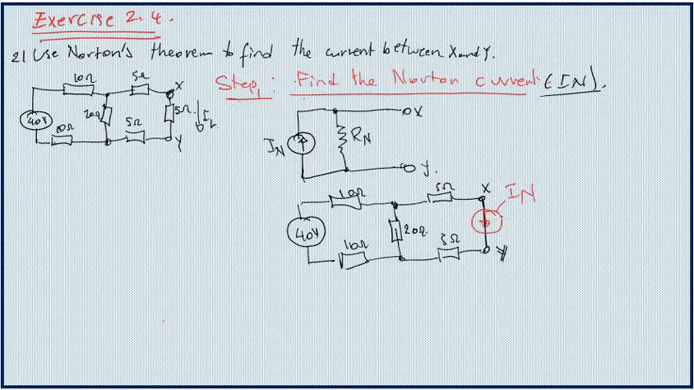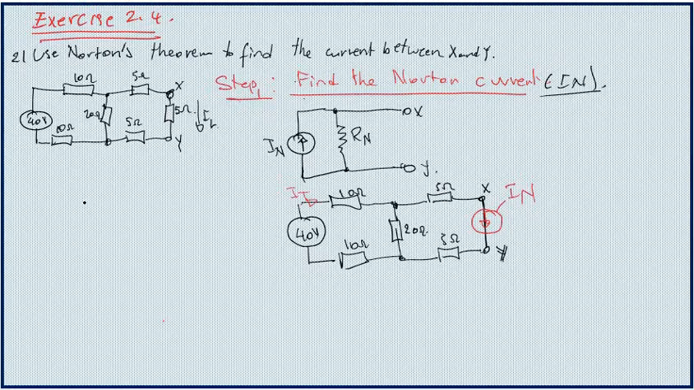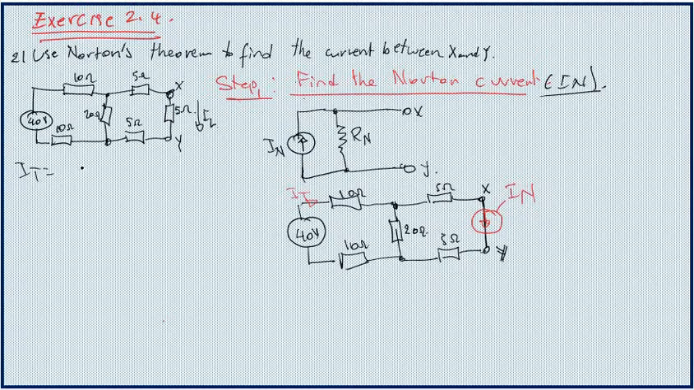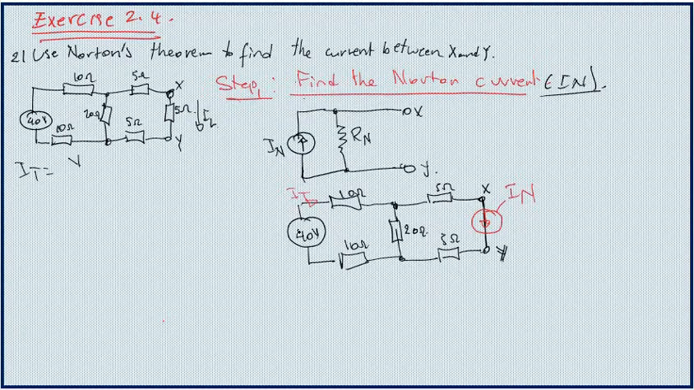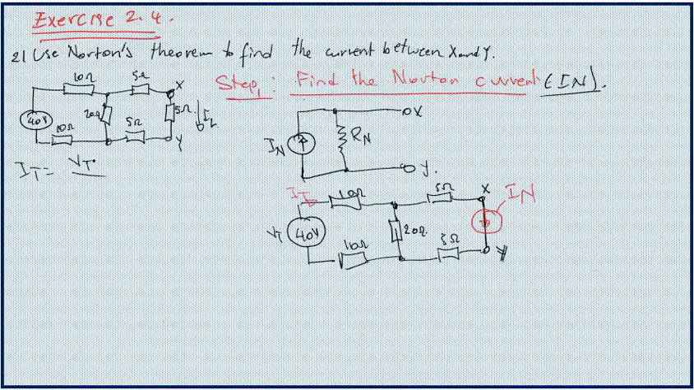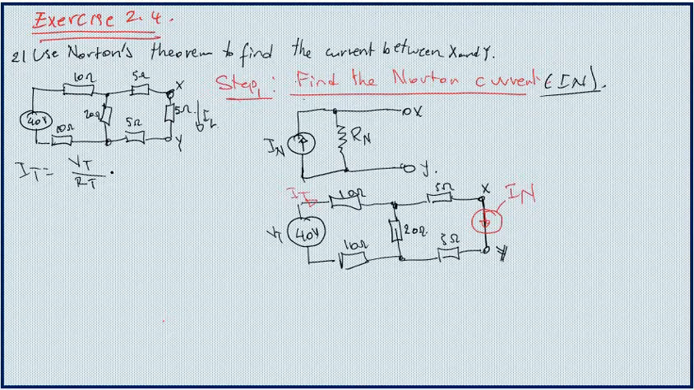So in order to get this current, I first need to determine the current from the supply. So I first need to know my total current. How to determine the total current? To determine the total current, I'm gonna need to use Ohm's law. So current is equal to voltage, the total voltage, which is 40 volt, which is also my supply voltage, divided by the total resistance.